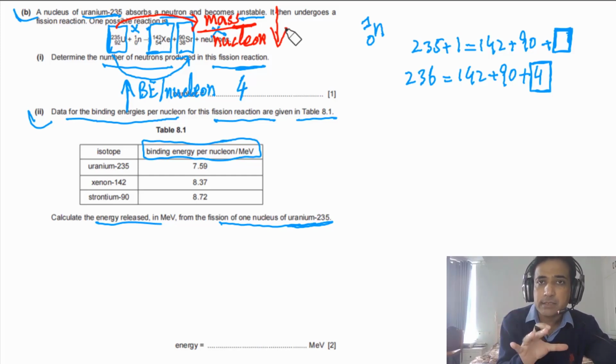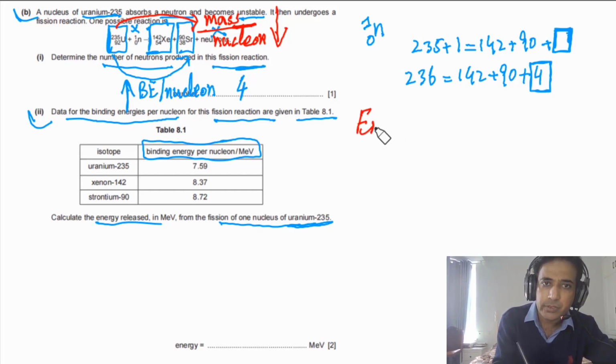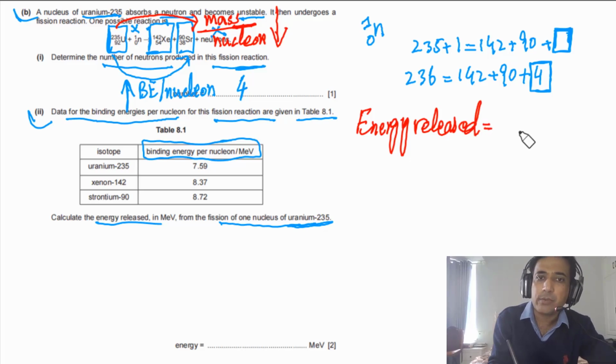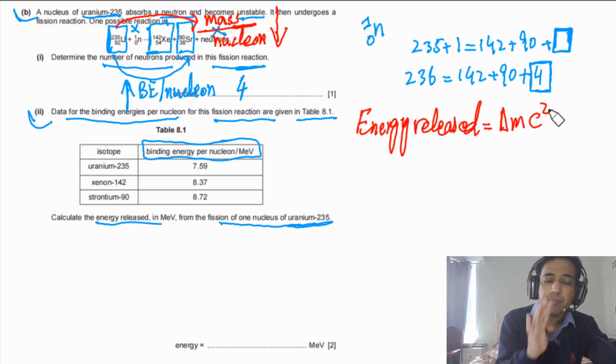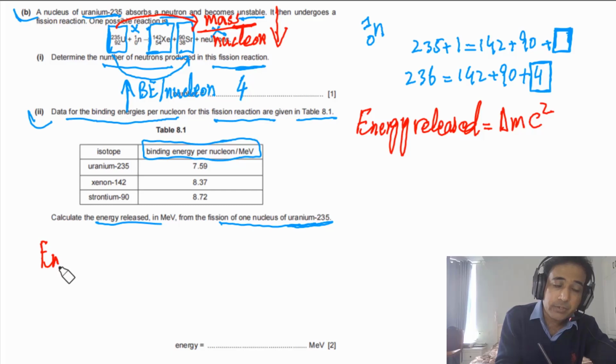So if the mass of each nucleus is given to us, we can calculate energy released simply by using the mass defect. We calculate delta m and multiply it with c squared, so we can find the energy released. But in this case, the mass defect we cannot calculate. We have binding energy per nucleon, so how can we calculate energy released? This is a tricky question and it is very common in recent years, so you have to be very clear how to answer this type of problem.